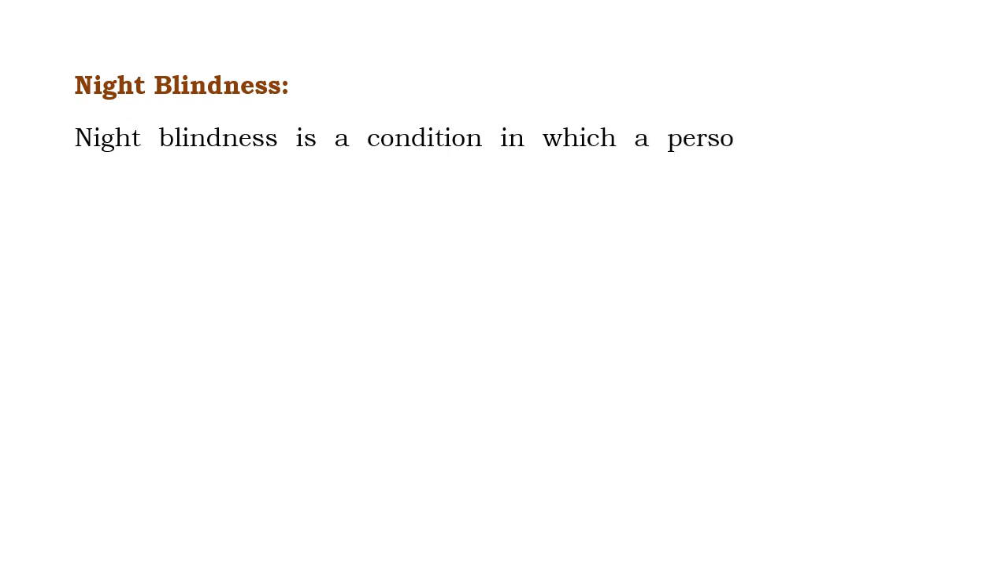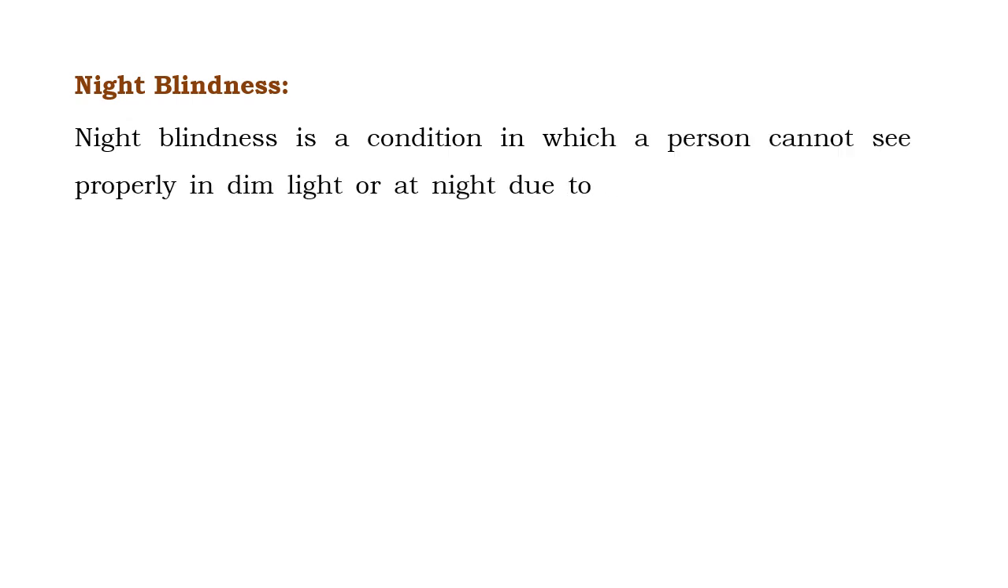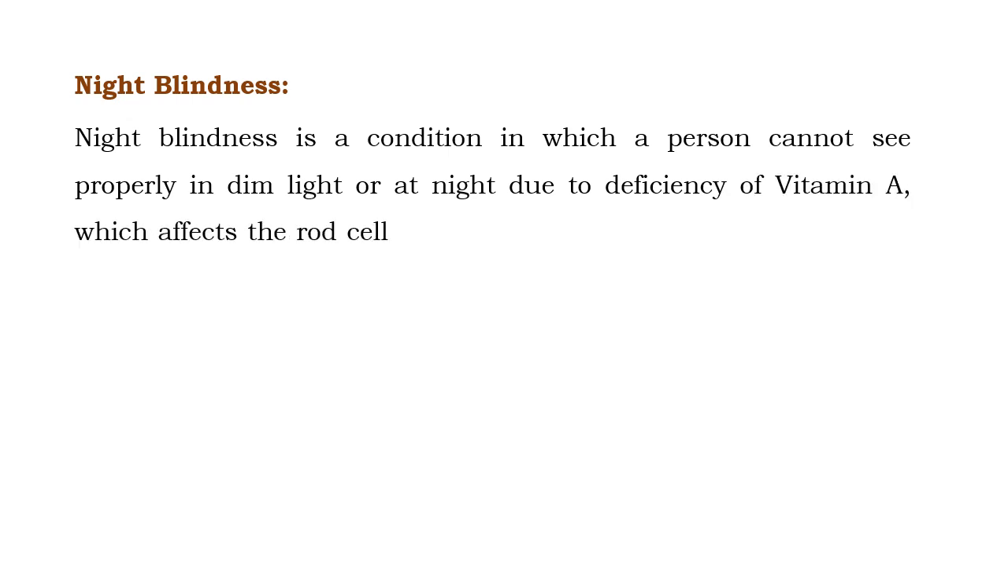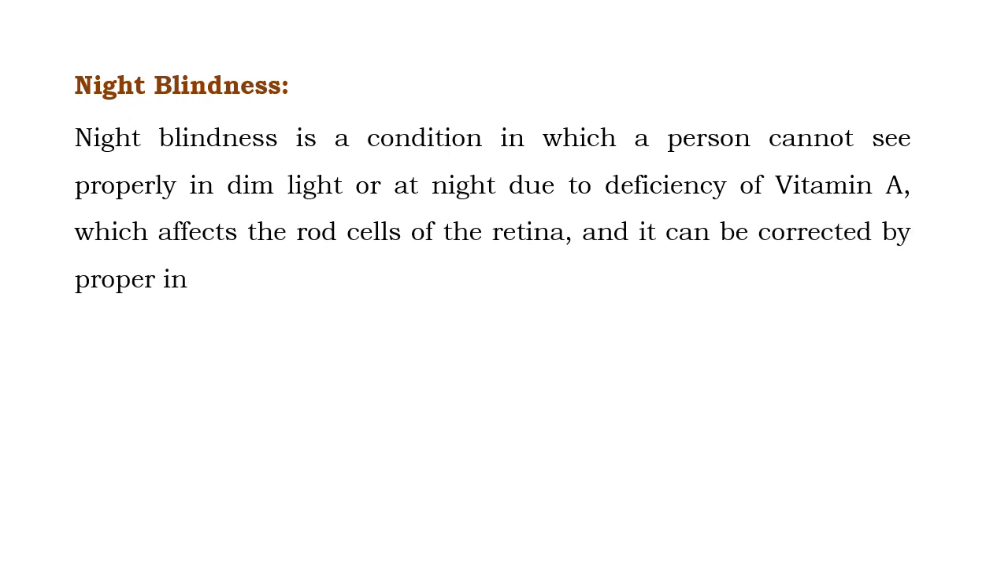Night blindness. Night blindness is a condition in which a person cannot see properly in dim light or at night due to deficiency of vitamin A, which affects the rod cells of the retina, and it can be corrected by proper intake of vitamin A.